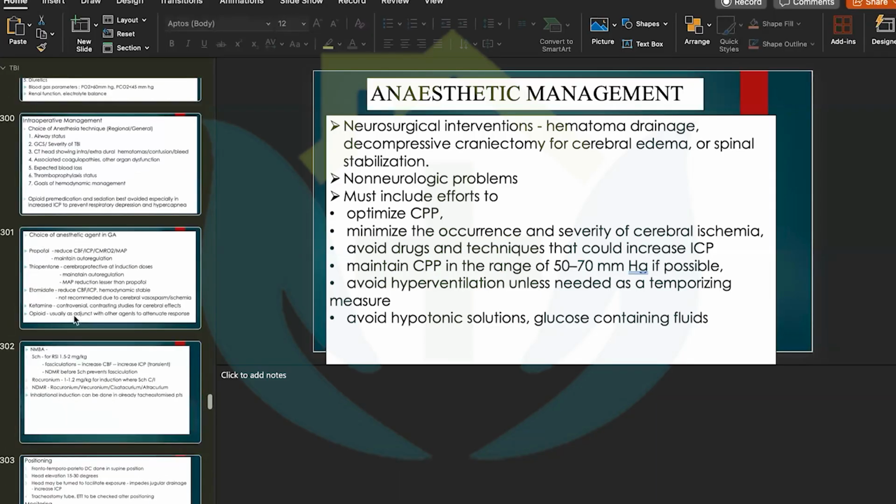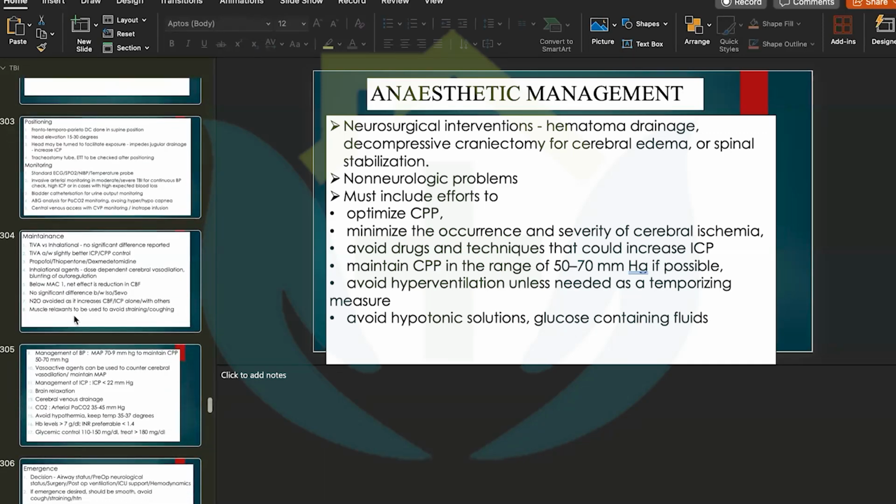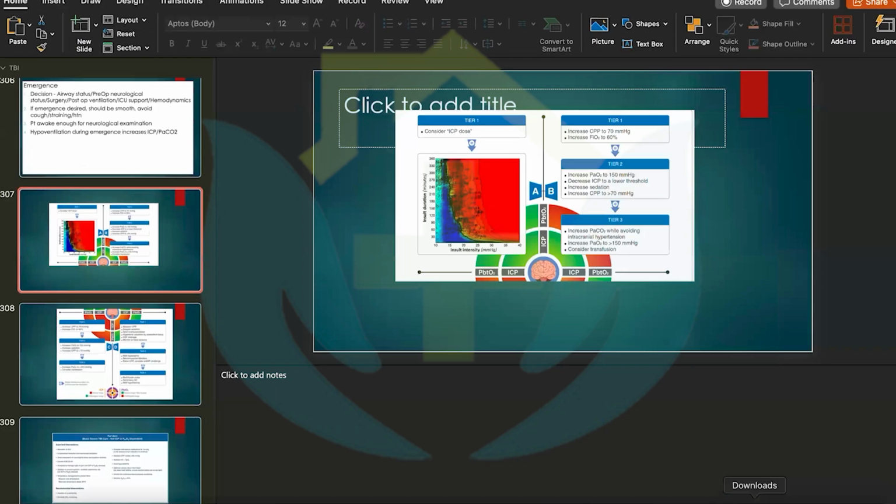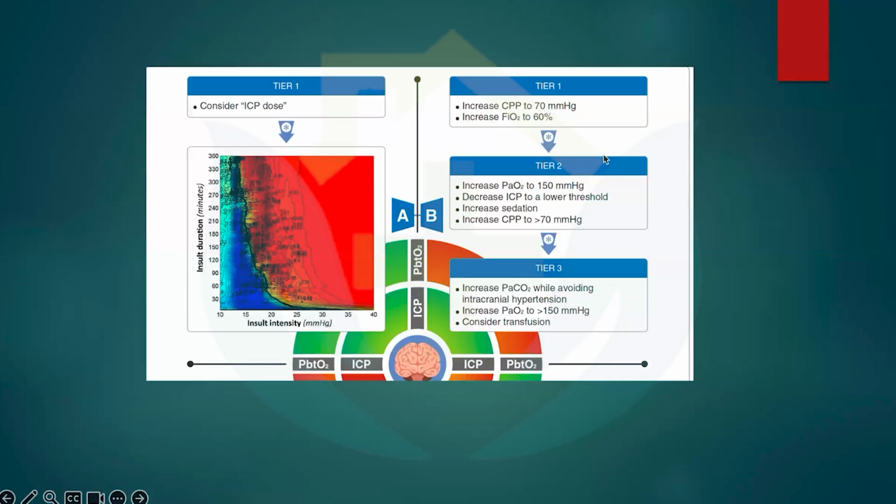Now coming to the important part, the tier approach. The tier approach would be the last topic for today's discussion. So what is the tier approach? Now, ICP elevation.